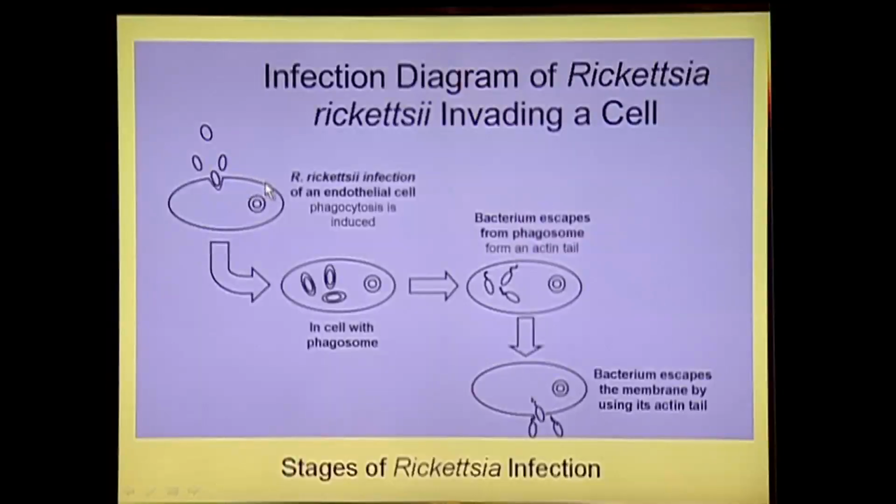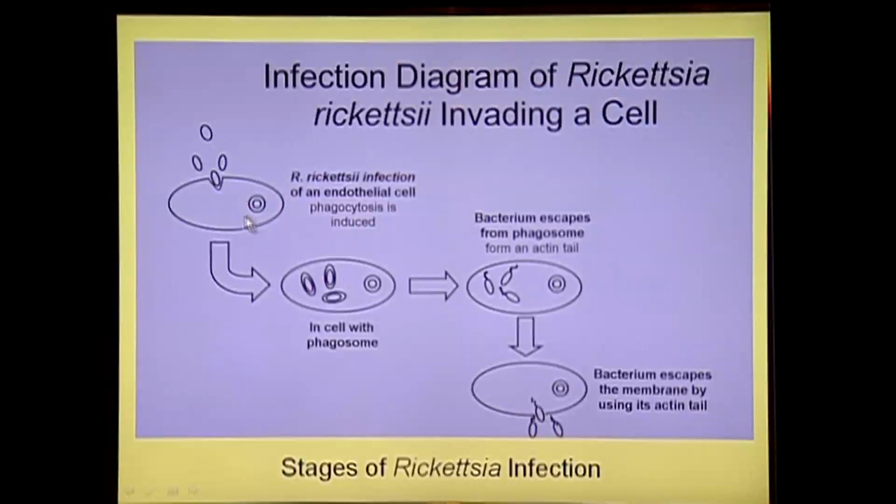Sir, I have a question. How does rickettsia escape phagocytosis? This is a very good question. Actually, I was about to say this particular point. You see, rickettsia will enter normally through the endothelial cell. Phagocytosis has to be induced.